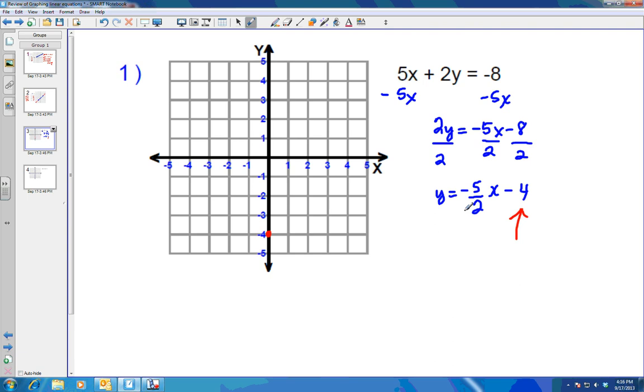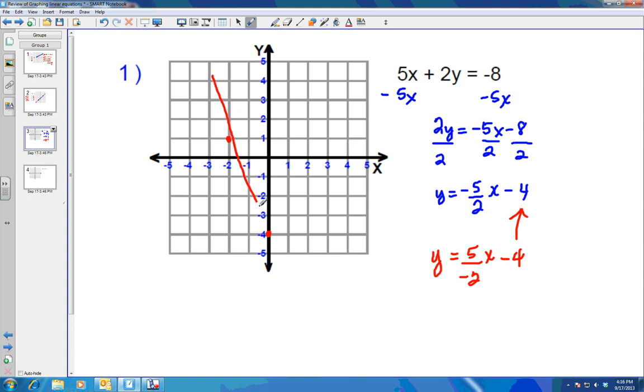So instead of putting that negative with the 5, I'm going to put it with the 2 so I don't run out of room. So that means I can go up 5, 1, 2, 3, 4, 5, to the left 2, 1, 2. And if I wanted to do it again for another point, I could. 1, 2, 3, 4, 5, to the left 2, and I'd be off there. So there's my 2 points.